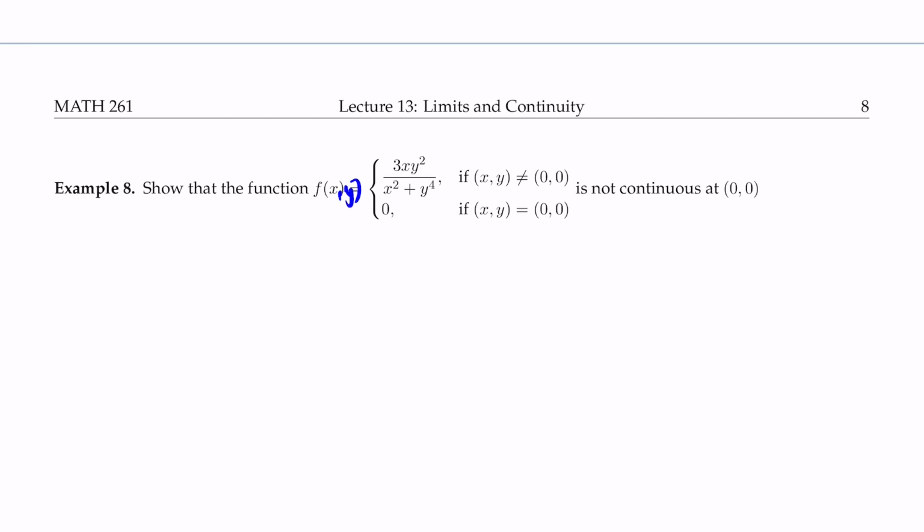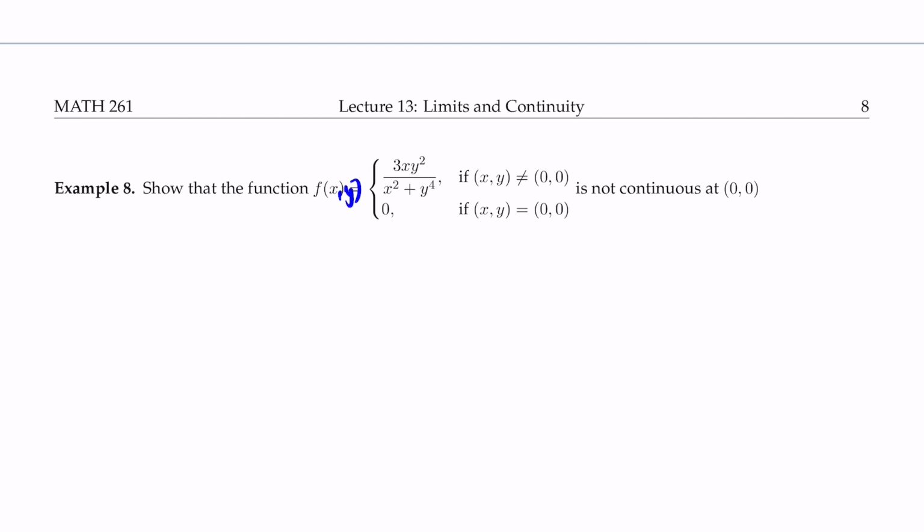As you can see, the function is a piecewise defined function. The function is equal to the rational function 3xy squared over x squared plus y to the fourth if (x, y) is different from the origin. So the function is continuous at all points of its domain, which consists of all points in R2 except the origin. In order to show that the function is not continuous at the origin, we just need to show that one of the three conditions of continuity fails to be satisfied.